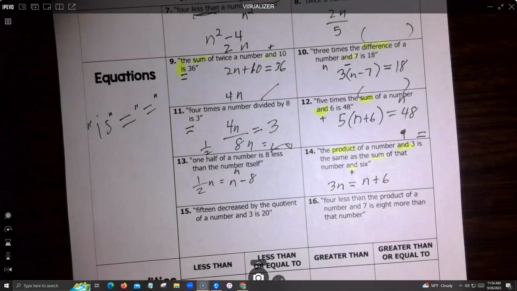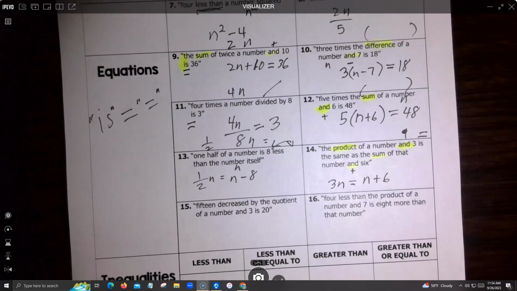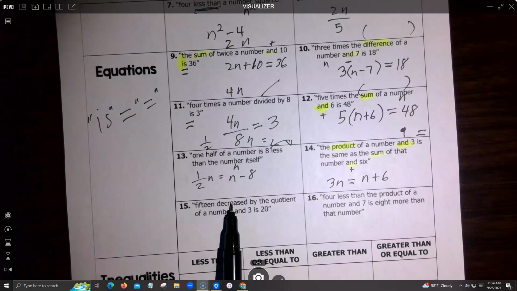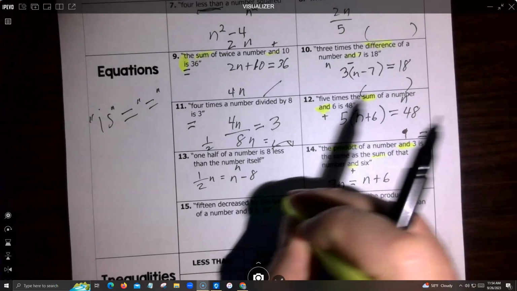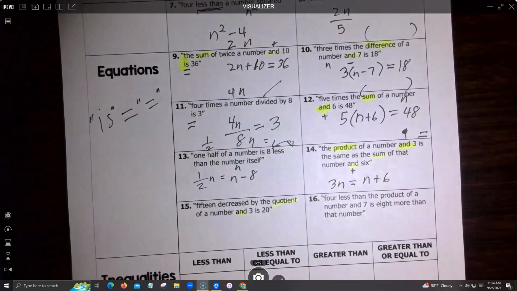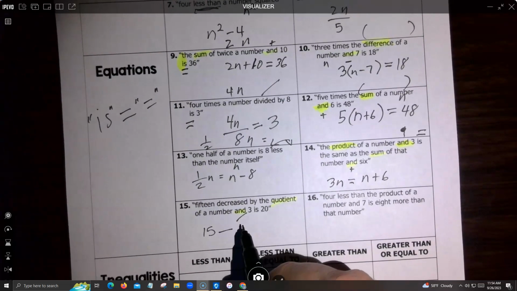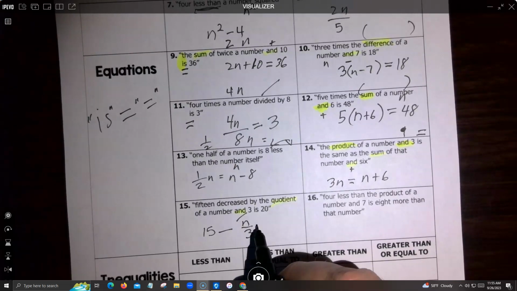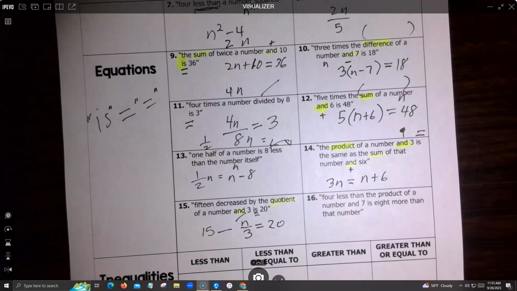Okay. All right, 15 decreased by the quotient of a number and 3 is 20. Ooh, that's a mouthful. Okay, 15 decreased by. So I'm taking 15 out and I'm subtracting the quotient of a number and 3. So first thing I'm going to do is hit this quotient, change that and to a division symbol. Okay, so 15 is being decreased by the quotient of a number and 3 is, because that's an equal sign, 20. And there we go. I'm done with that.